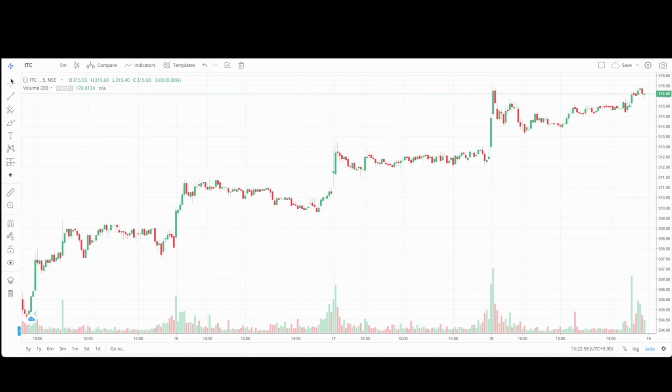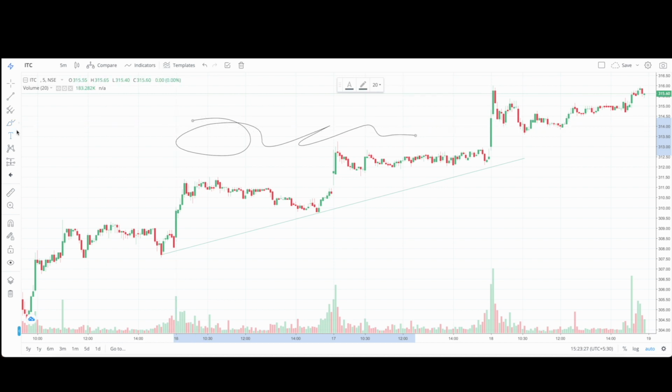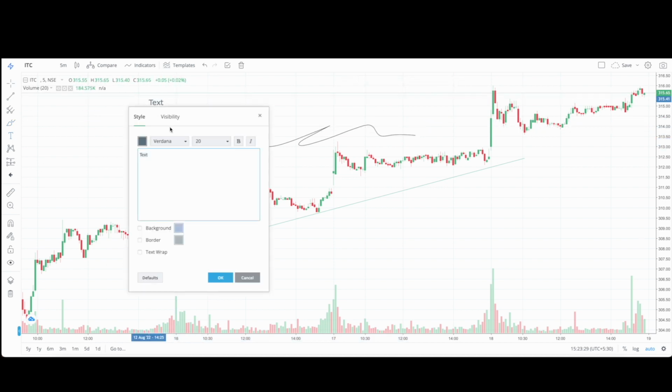Okay. Next, if you go to the left panel, the most commonly used thing in this panel is the trend line. People use this trend line to understand where the support and resistance levels are in the market. Now, what is support? What is resistance? Everything you will understand in detail in this free course. So don't worry. You can use this one to draw, and you can use this one to put text.